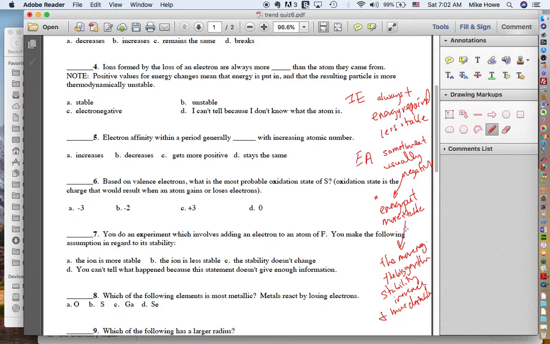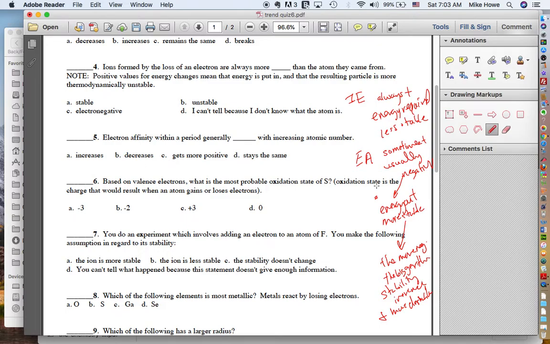Then, when we talk about energy changes associated with electron transfers, go back to number 4, ions formed by the loss of an electron. Is loss of an electron ionization energy or electron affinity? So go back and read over this. I'll review that section of the video.